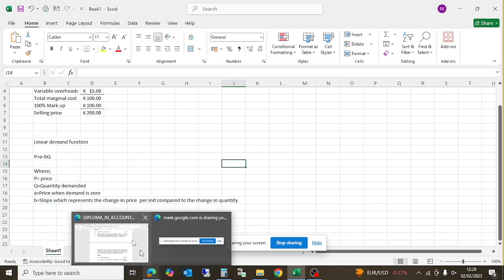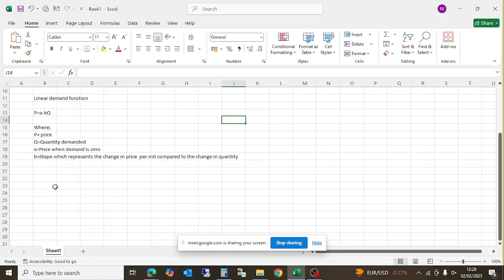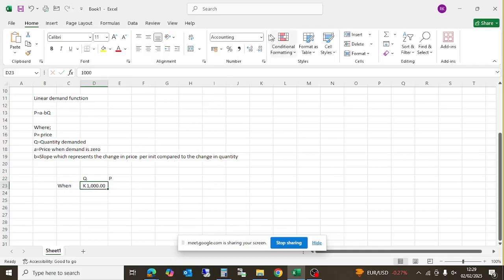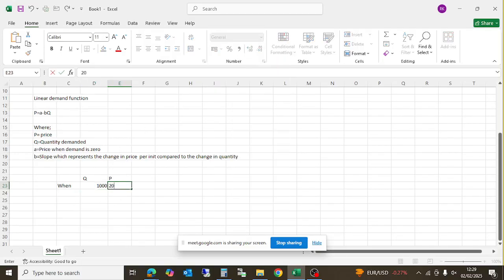So from our question, what we are getting is, from the current information, their demand is actually at 1,000, and their price is 200. So it means when Q, the quantity, is at 1,000, the price is 200 kwacha.